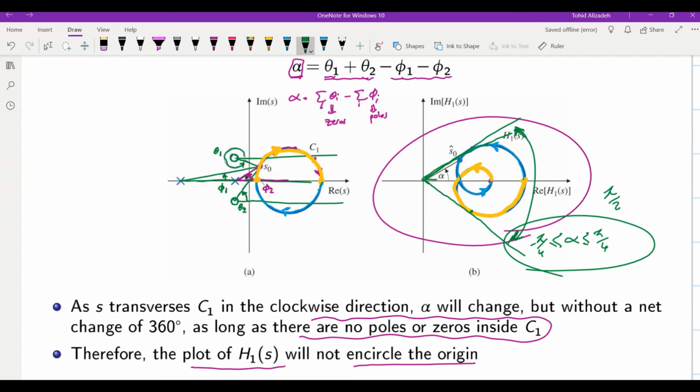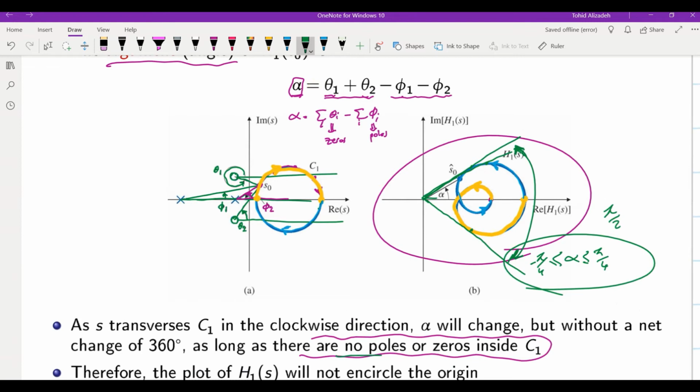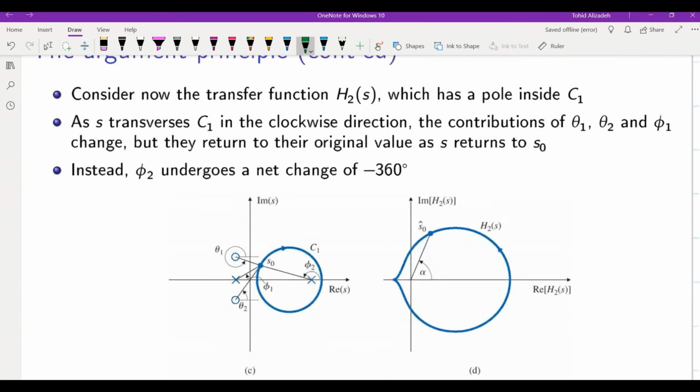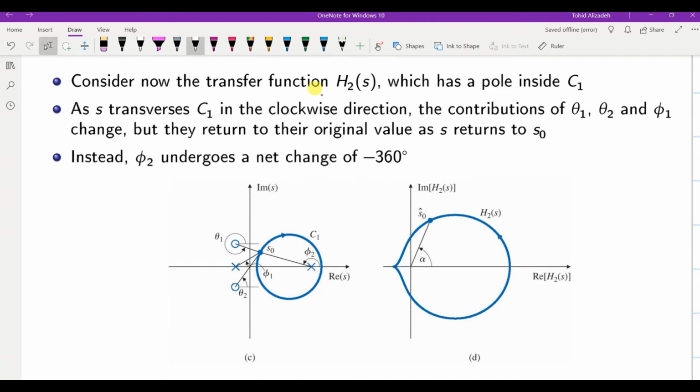And as we'll see later, this is because there are no poles or zeros inside C1. Now we can consider the next example. Let's say we have a function H2, the transfer function, and for our H2 transfer function, the poles and zeros are located as you can see here. So basically we have a pole inside C1.